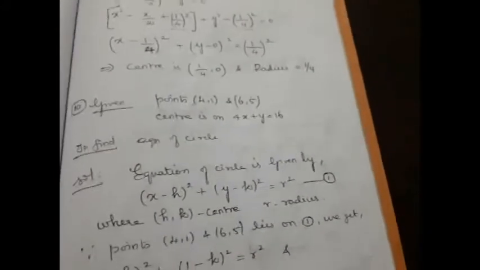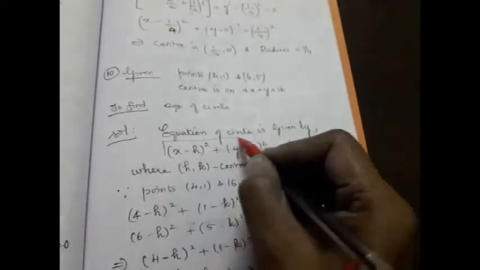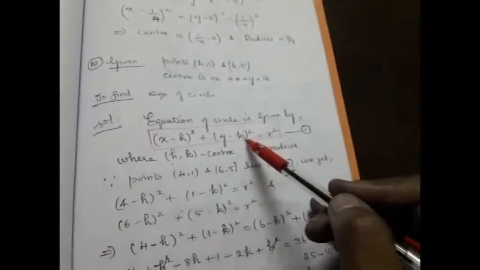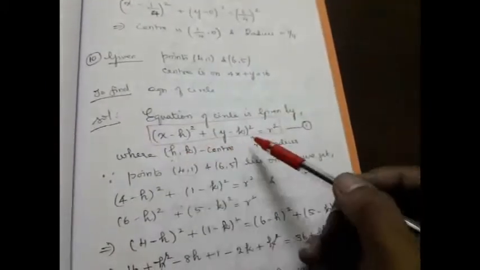Find the equation of the circle which passes through the points 4, 1 and 6, 5 and whose center is on the line. Okay. So how can we give the equation? Now we know the equation of the circle is x minus h the whole square plus y minus k the whole square equals r square, right? Where h comma k is the center and r is the radius. And it is clearly given these two are the points on the circle. So we can substitute these points in the equation.